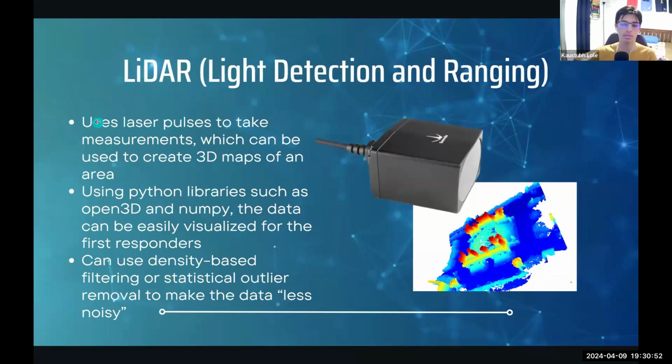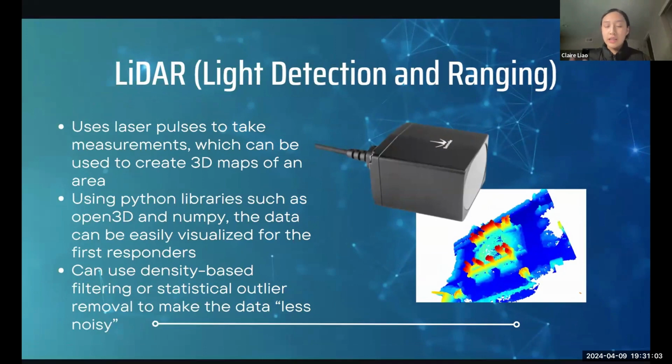And now about the LiDAR. LiDAR stands for light detection and ranging, and it uses laser pulses to take measurements. By using laser pulses, it creates 3D maps of an area. So for example, when an earthquake happens, the LiDAR can quickly scan how the new area looks. It uses Python libraries such as Open3D and NumPy to collect the data and create a map. It also uses density-based filtering and statistical outlier removal to make the data more clear and, quote unquote, less noisy.